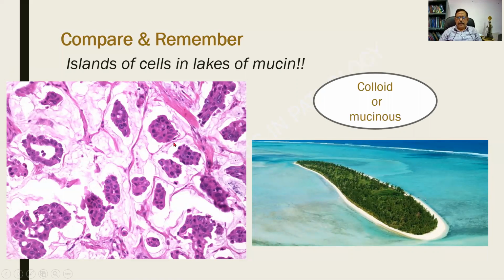This is another pattern. I am finding small groups of cells, and this is not whitish. It is somewhat pale, and then I am finding a mucoid material or a colloid-like material. My professor used to see this and call it islands of cells in lakes of mucin. So compare and remember. This is an island you are finding, and it is surrounded by fluid, water. Similarly, there are islands of cells which are surrounded by lakes of mucin. This is called a colloid or a mucinous carcinoma.